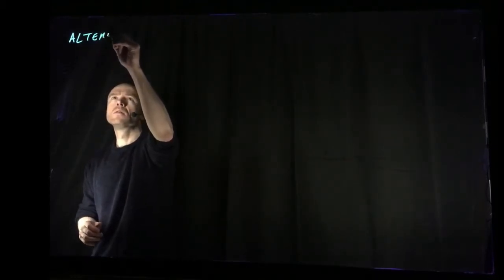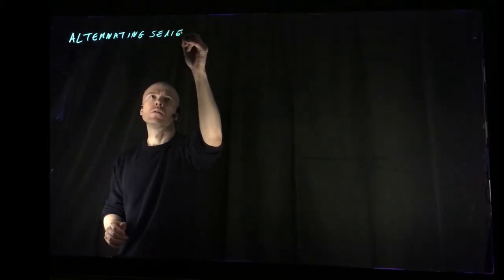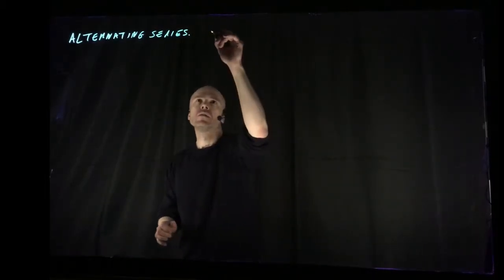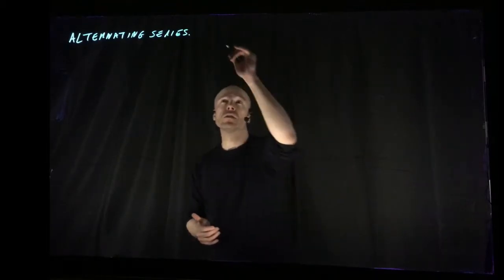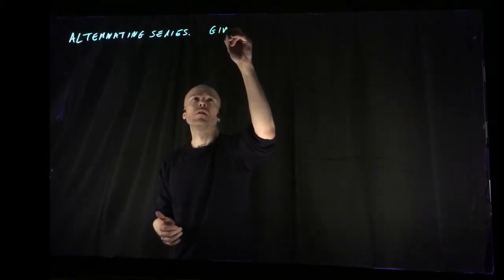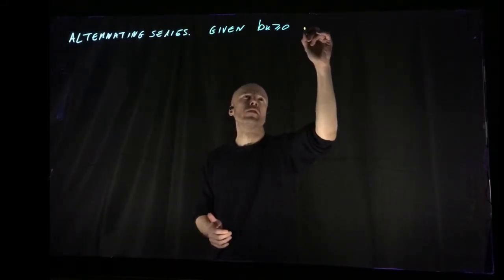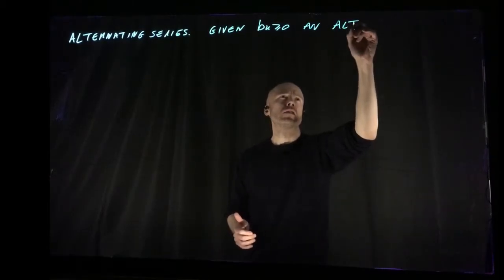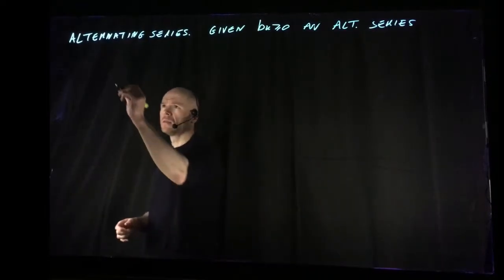We're going to be talking about alternating series. Now, an alternating series is a series where we're summing up this infinite collection of terms, and the terms change sign from plus to minus continually. So, given bk, which are always positive, and I'm going to abbreviate alternating series to alt series, it is an expression like this.